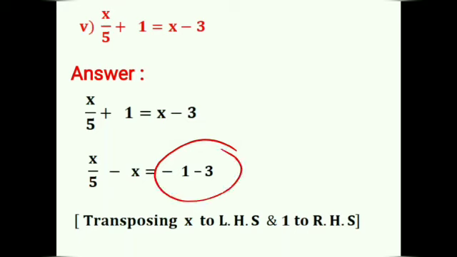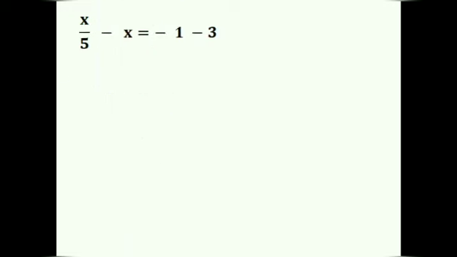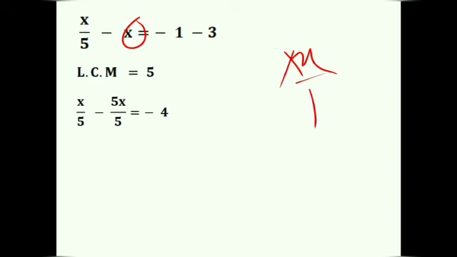Minus 1 minus 3, what is the answer here? Minus 4. Now the denominator of x is 1. Okay, so subtraction of fractions: first we have to make the denominators equal. So what is the LCM here? 5. Okay, so LCM is 5. So make the x denominator, which is 1, into 5. So we have to multiply numerator as well as denominator by 5. So 5 into x answer is 5x, 5 into 1 answer is 5. Okay, so now this is equal to minus 1 minus 3, answer is minus 4.